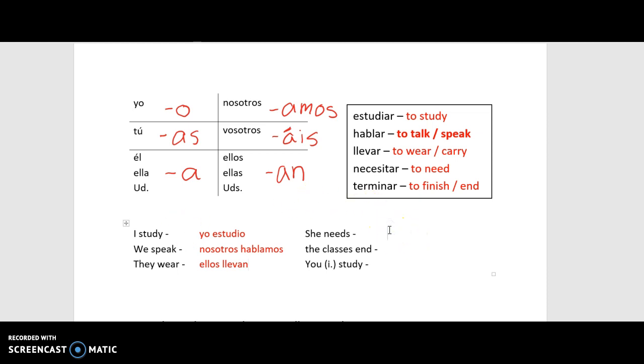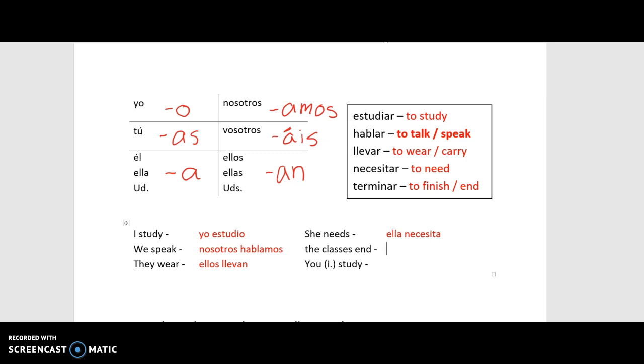Let's try another one. She needs. Well, she is ella. Ooh, I want that to be in red. Ella. What does she do? She needs. Necesitar is the infinitive. We're going to chop off the AR. Use the a ending. Ella necesita.